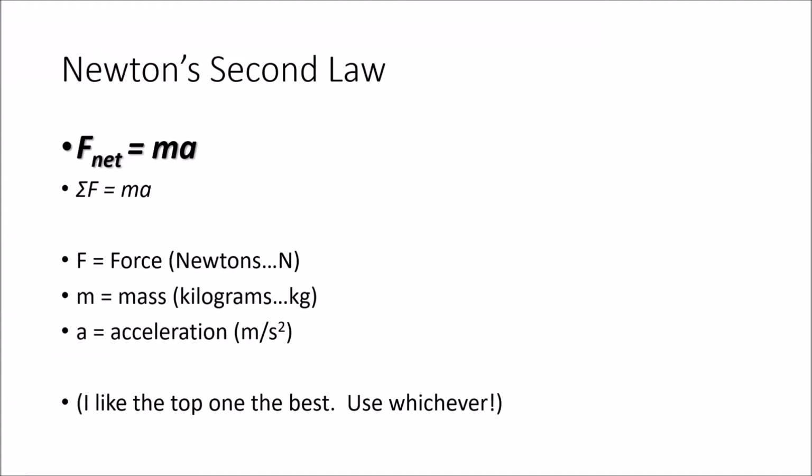We're going to talk about Newton's second law. Newton's second law is most famously expressed in terms of F net is equal to ma. The net force on an object, all the positives minus all the negatives, is equal to the mass of an object times the acceleration of that object. The net force causes the acceleration.